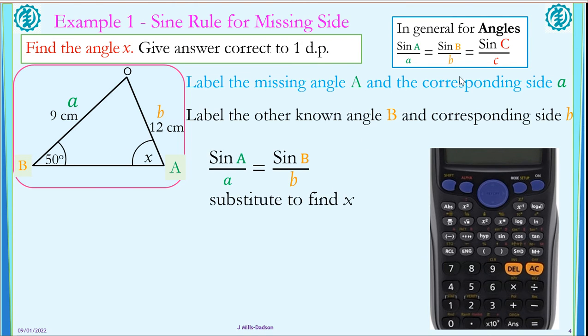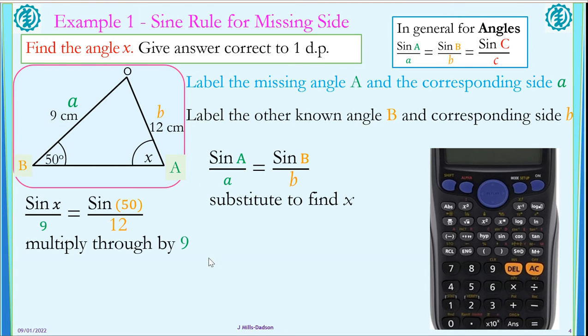Now, first two ratios, substitute. So sine A will now be sine x over 9 is equal to sine 50 over 12. The more you practice, you get used to the substitution. You just replace each with whatever is there. Now, you got to be careful here. We are going to multiply through by 9. Multiply this by 9. You cancel this 9. Multiply this by 9. That's the first step.